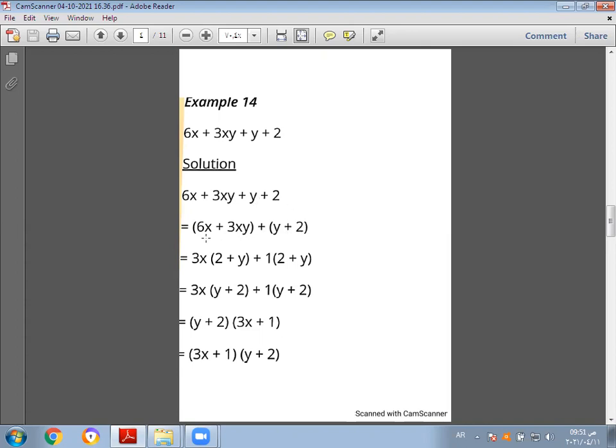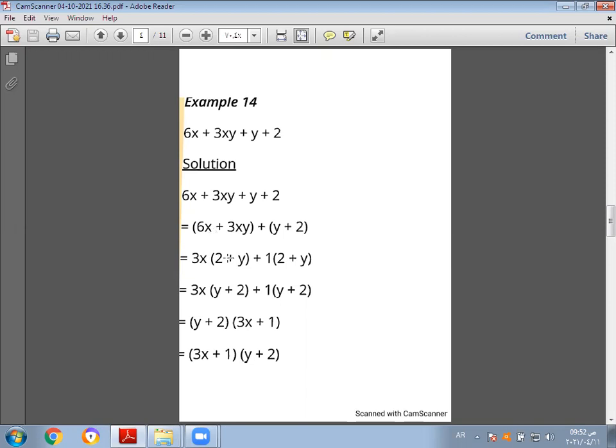We find 6x + 3xy. The HCF between them: here is 6 and here is 3, we take 3. Here is x and here is x, we can take x. So the HCF will be 3x. If we take 3x from here, the remainder will be 2, because 6 divided by 3 is 2, and the x is removed with x. So the remainder will be 2, only 2.